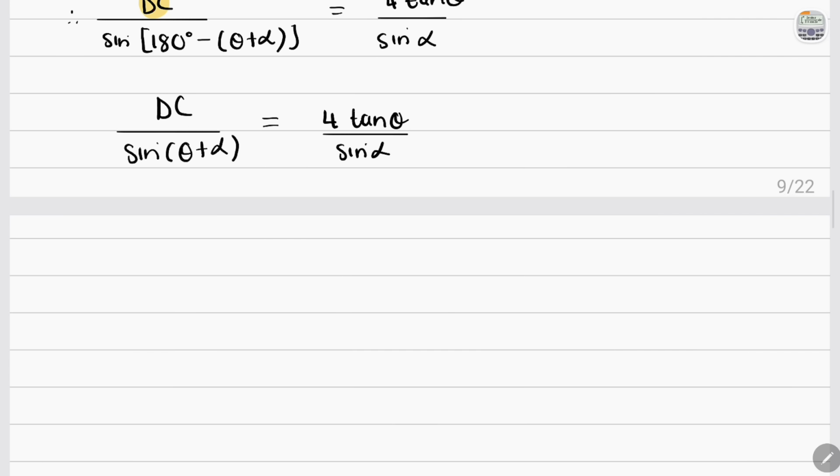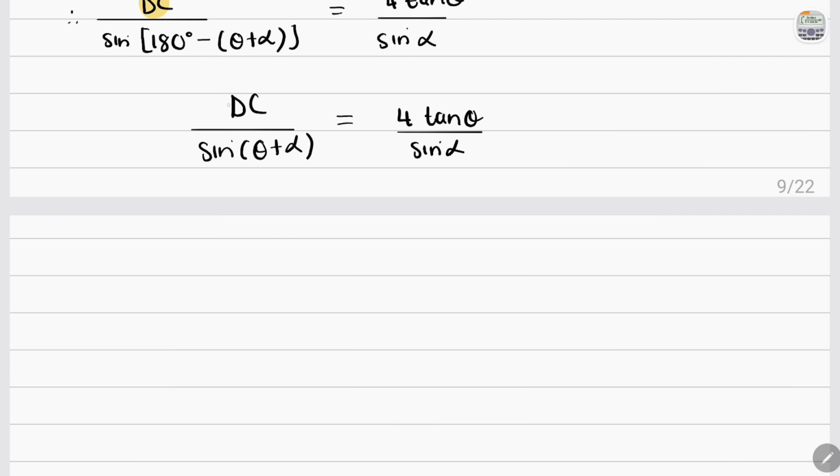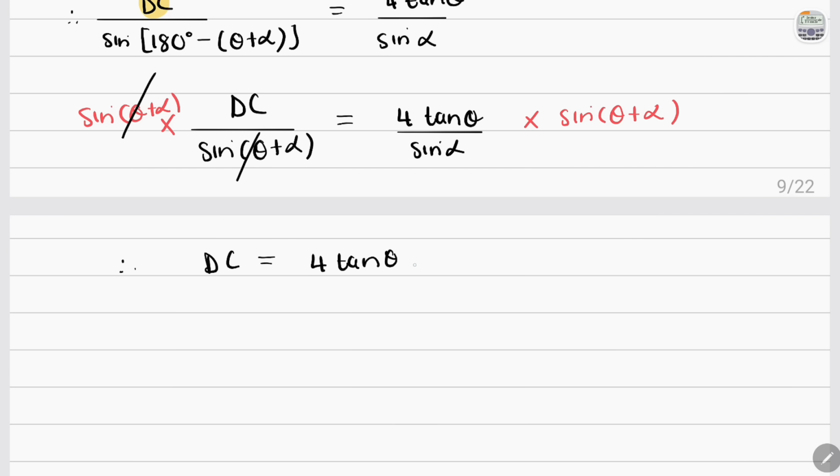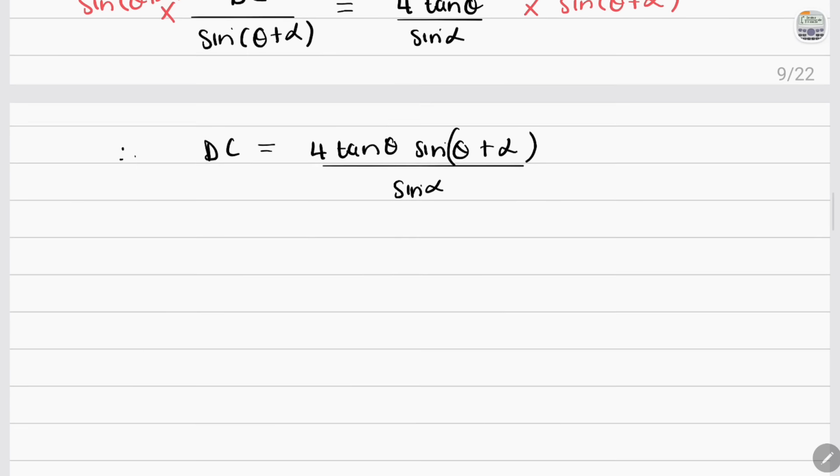Now we need to get rid of this in the denominator. You can simply multiply both sides of the equation by this same sine of theta plus alpha, and that would cancel that out. So these cancel, and you have DC is equal to 4 tan theta, multiplied by sine of theta plus alpha, all over sine alpha. Okay, so this is what we have.